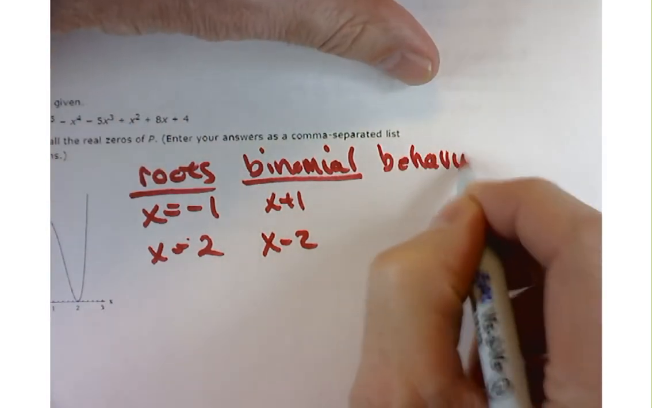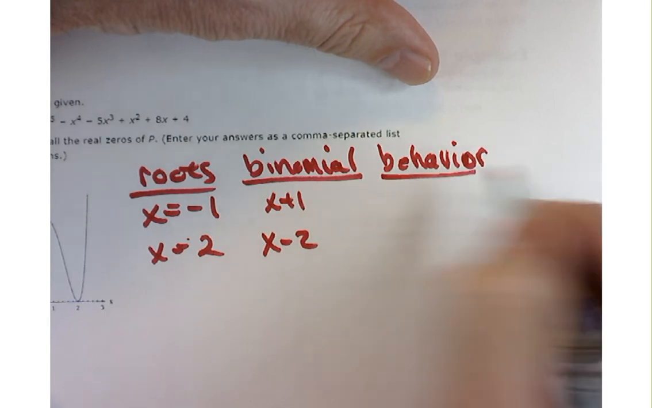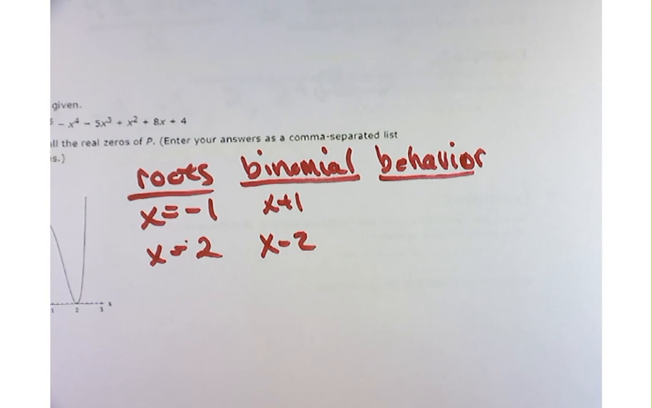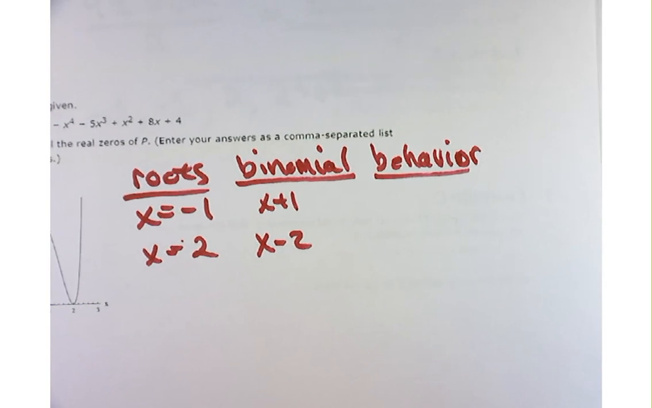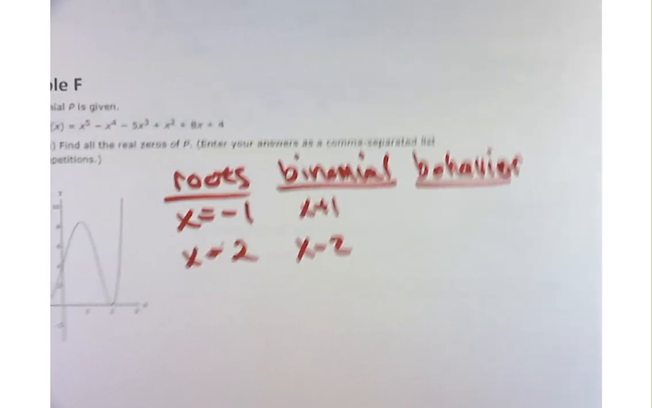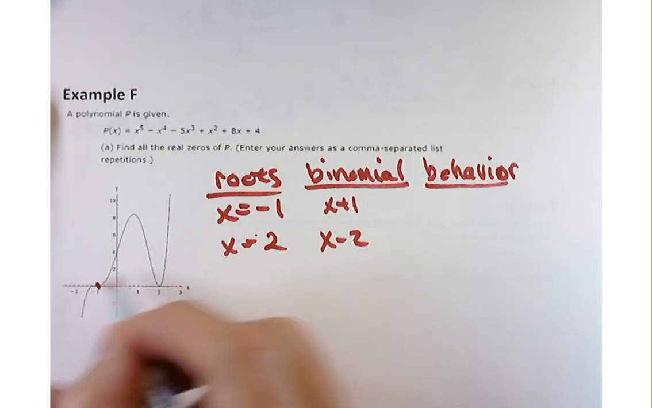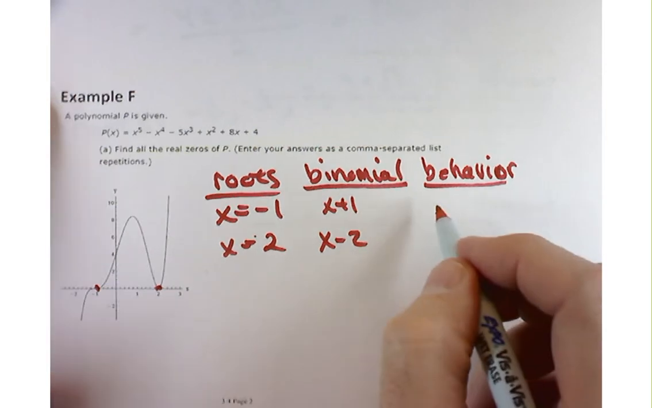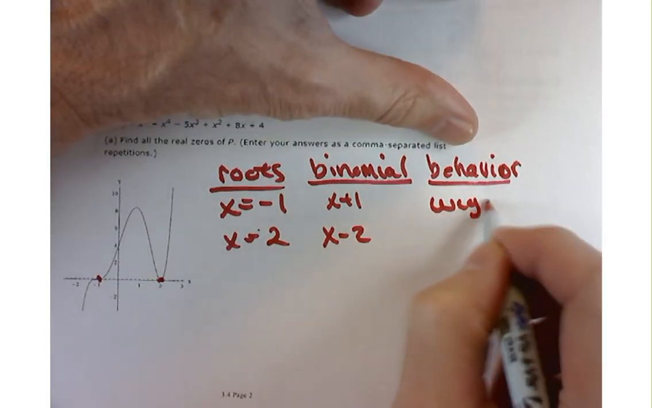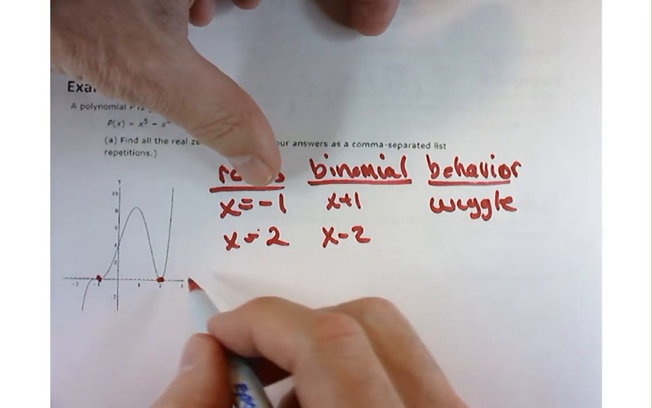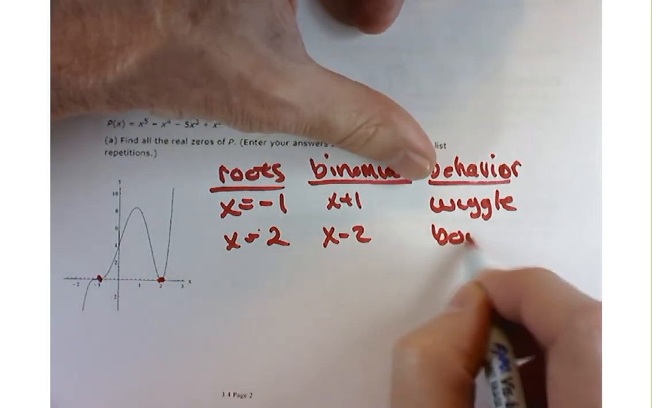Next thing I want to think about is the behavior. Robert, up front, what's the behavior of these? Bounce, wiggle, or straight through? Starting at -1. All right, got a wiggle, perfect. And then what's happening at 2? A bounce. Nice, thank you.